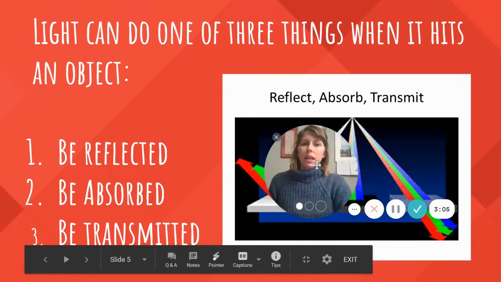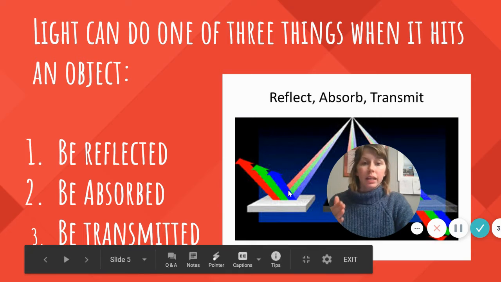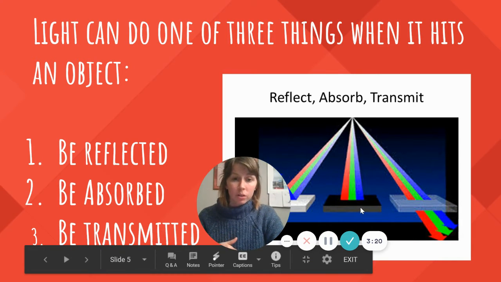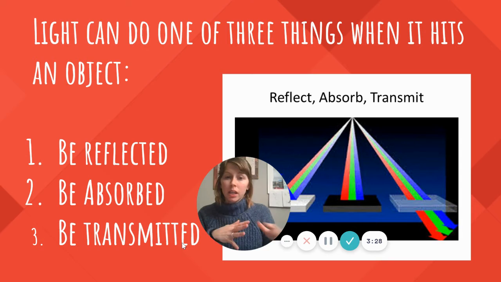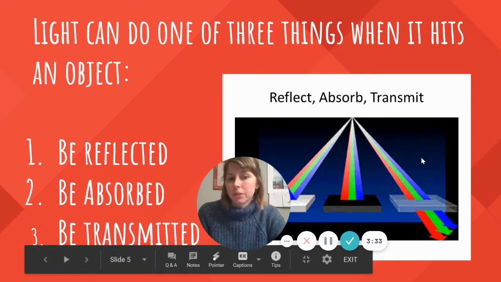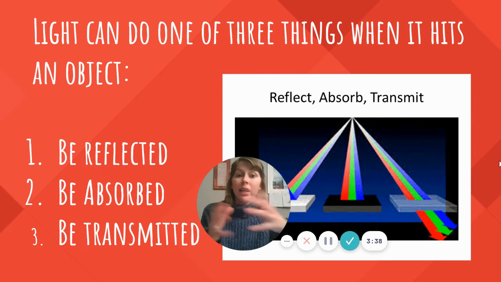Light can do one of three different things when it hits an object. Light can be reflected. Here there's light, it hits a surface, it bounces off. That is reflection. It can be absorbed, meaning it goes into the material and doesn't come out, or it can be transmitted, it goes through the material. If it's transmitted, some things can happen to change it, but it still is going through. You probably remember some of this when we talked about sound waves. Sound waves can be reflected, absorbed, or transmitted. Light can also, but it has some different ways that it does this.